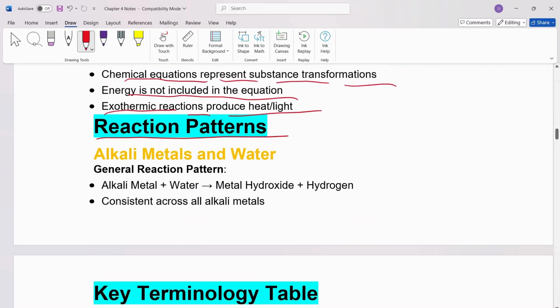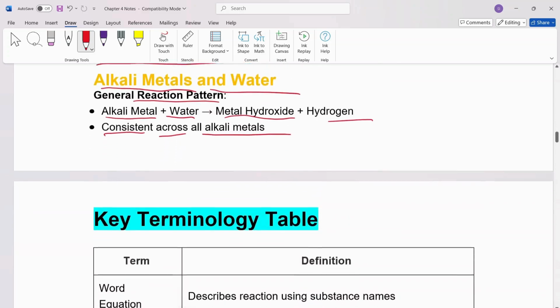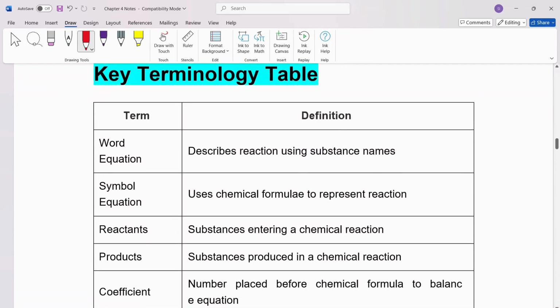Let's talk about reaction patterns. Alkali metals and water reactions. General reaction pattern here is alkali metal when reacted with water provides metal hydroxide and hydrogen, consistent across all alkali metals.